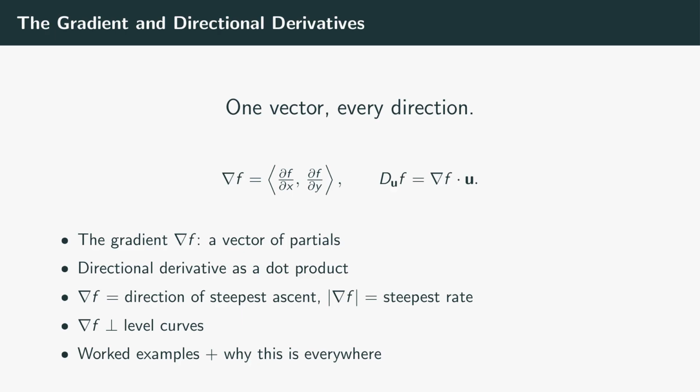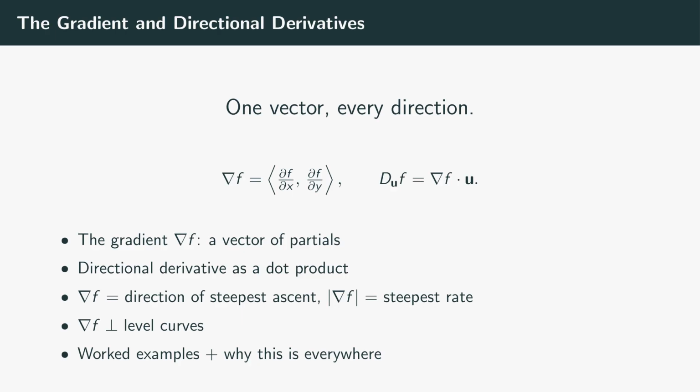Stack the partials into a list, call that list the gradient, written del f, and the rate of change in any direction is just a dot product of the gradient with a unit vector pointing that way. Out of this one move tumbles a chain of consequences. The gradient points uphill, specifically in the direction of fastest possible ascent. The negative gradient points downhill. The length of the gradient tells you how steep the steepest direction is, and the gradient is perpendicular to the level curves of the function, which is the geometric heart of Lagrange multipliers, gradient descent, and most of vector calculus.